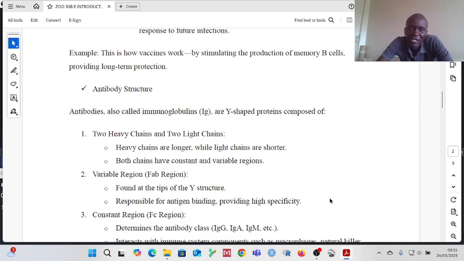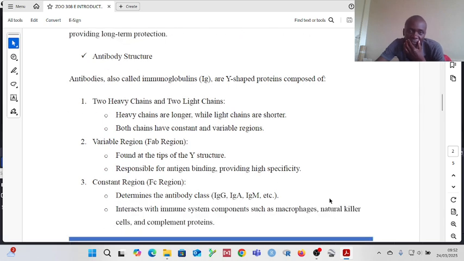So let's look at the antibody structure. Antibodies are also called immunoglobulins, abbreviated as a capital I and a small g. These antibodies are Y-shaped and they are composed of 2 heavy chains and 2 light chains. The heavy chains are longer, but the light chains are shorter. We'll see a structure of the antibody on the next page.